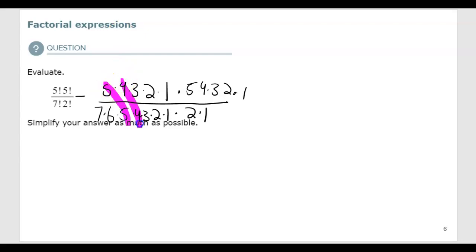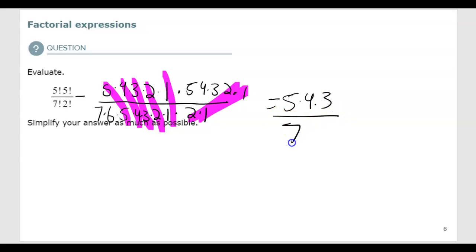So this 5, 4, 3, 2, 1 cancel out. And this 2, 1 cancel out. So really, in the numerator, all I have is 5, 4, 3, 7, 6. Gets us 60 over 42 or 10 over 7.